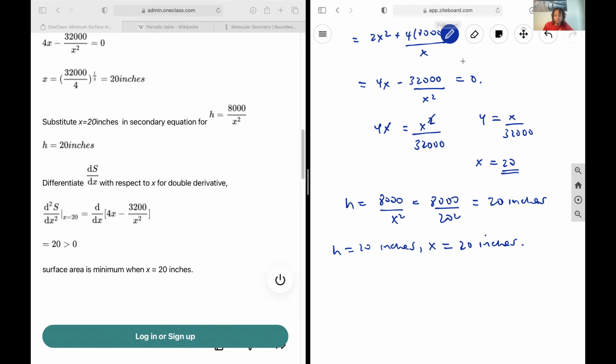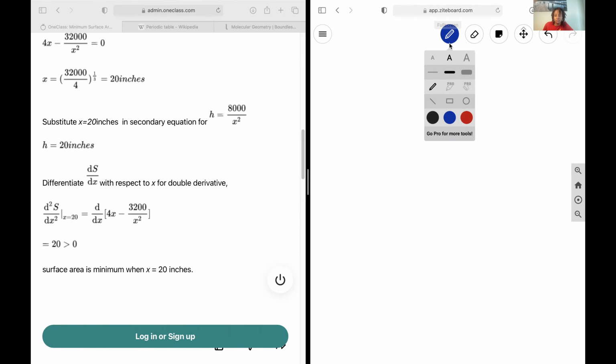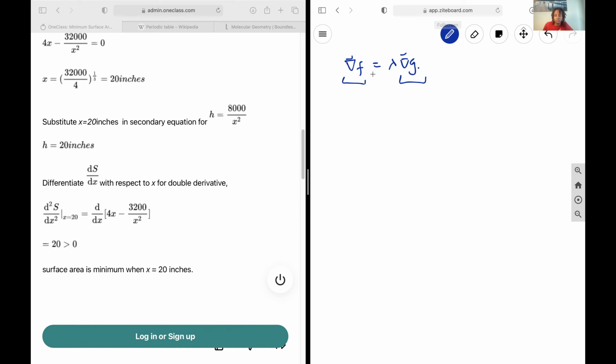There is a different method to do this, as I had said, using Lagrangian multipliers, and we can just state that as is equal to that. G is what is going to be your limitation, and F is what you're looking for. So in this scenario, our F is going to be equal to the surface area, and it is going to be 2x squared plus 4xh. And our G is going to be equal to the volume, and it will be x squared h.